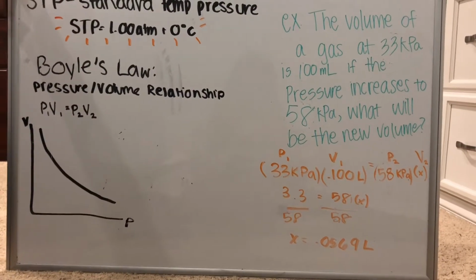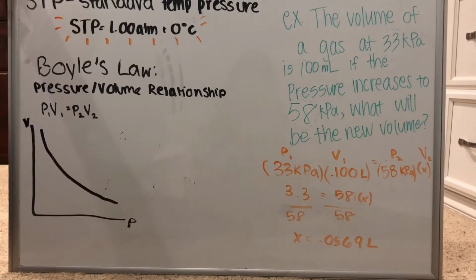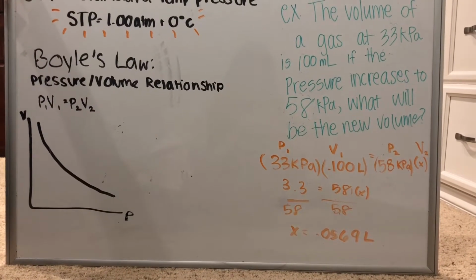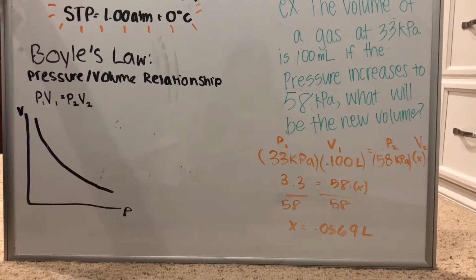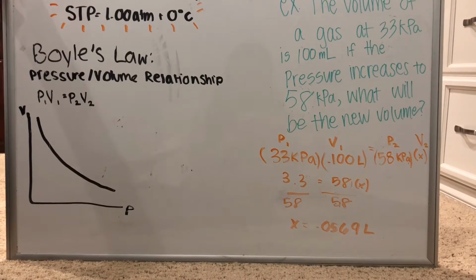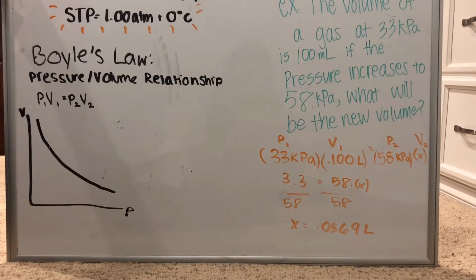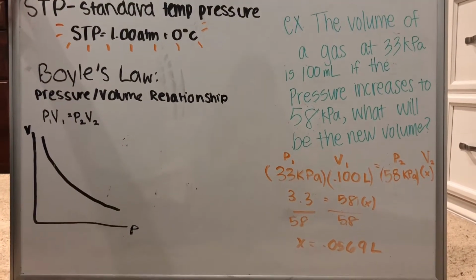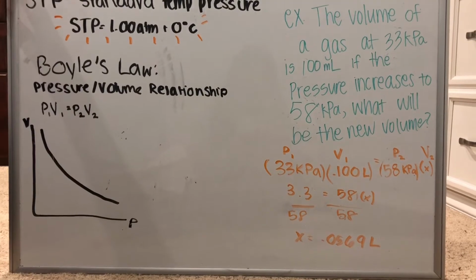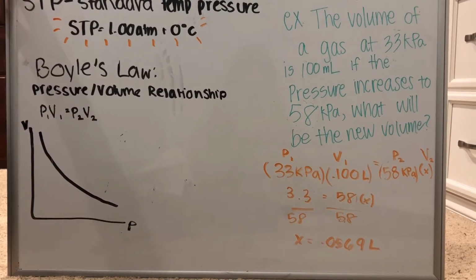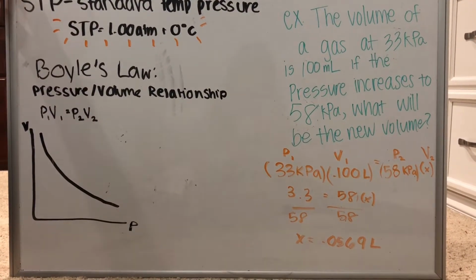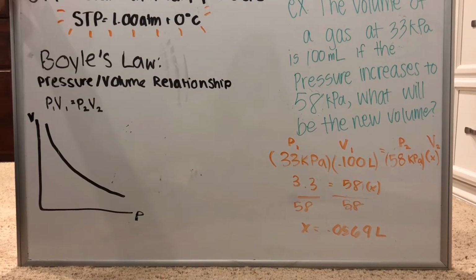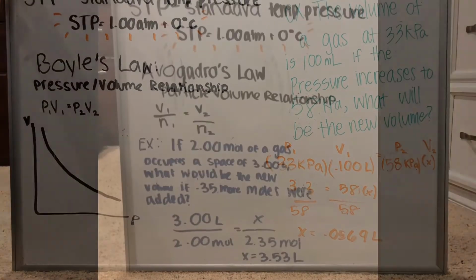You use Boyle's law's equation, which is P1V1 equals P2V2, and substitute 33 kPa for P1 and 100 milliliters for V1, while you convert it to liters, because volume is always in liters. 58 kPa is used for P2, and we're looking for the second volume. You would use basic algebra to solve this, and you would get 0.0569 liters as your volume 2.